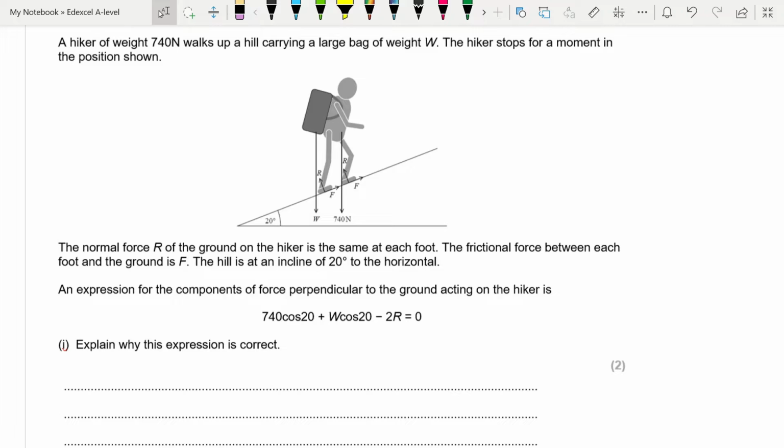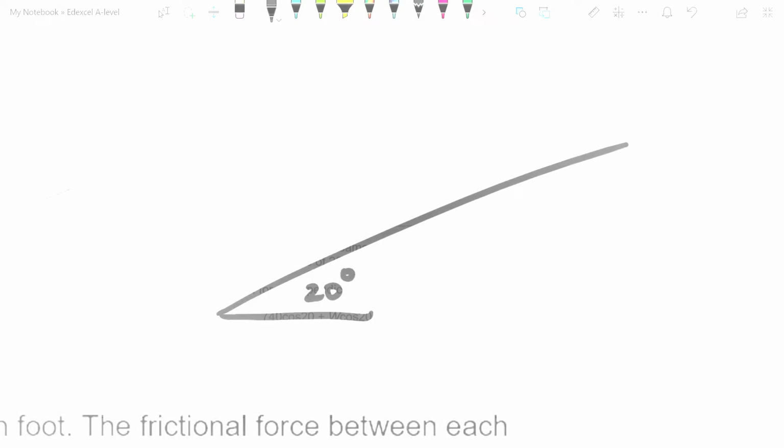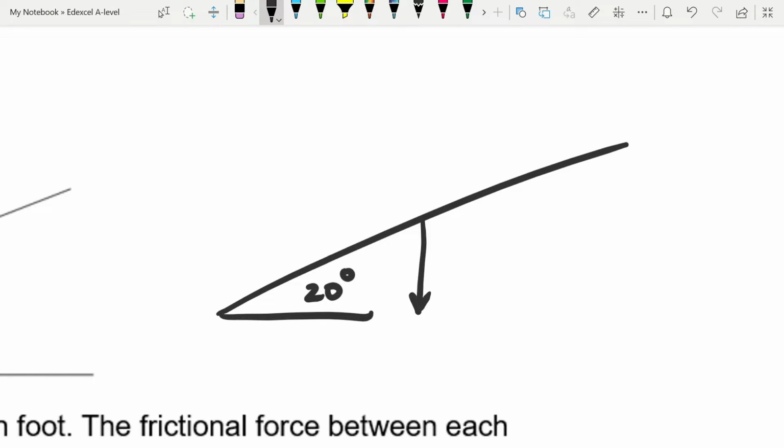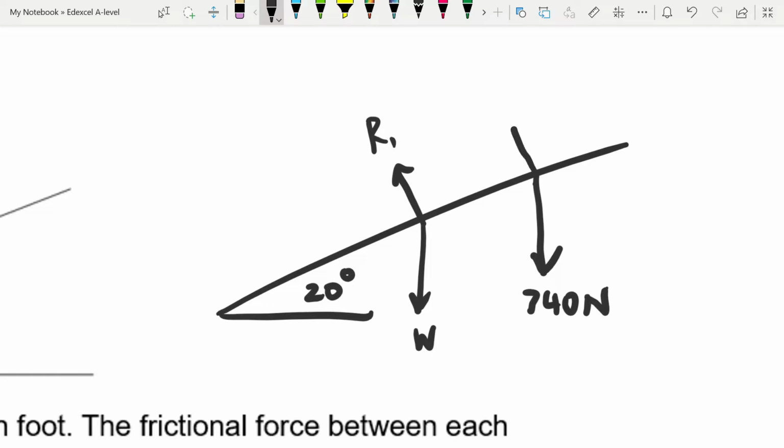Now, the best thing to do, again, like in many of these questions, is take the context away. Don't be confused by the fact that it's a hiker or anything else. So redraw the question to suit yourself. There's our 20 degrees. We have the weight of the bag acting downwards and 740 newtons, which is the weight of the hiker. Our normal contact forces, which I'm just going to label R1 and R2, are acting in that direction because they're perpendicular to the surface.